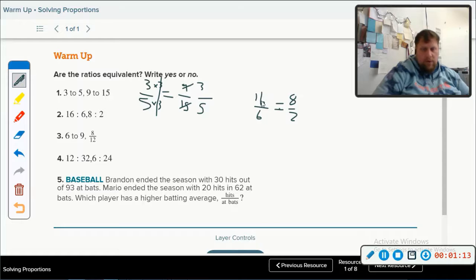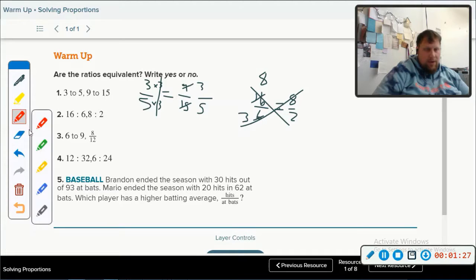First of all, what goes into both 16 and 6? 2 does. 2 goes into 16 8 times. That looks promising. 2 goes into 6 3 times. Uh-oh, 8 over 3 is not 8 over 2. Nope. So right now, let's pick a good green color. All right, that's a yes. That's a no. Red light or green light? Red light.